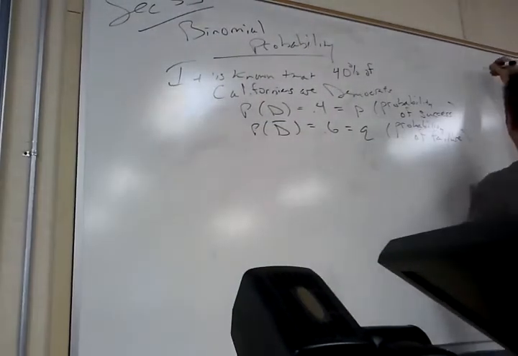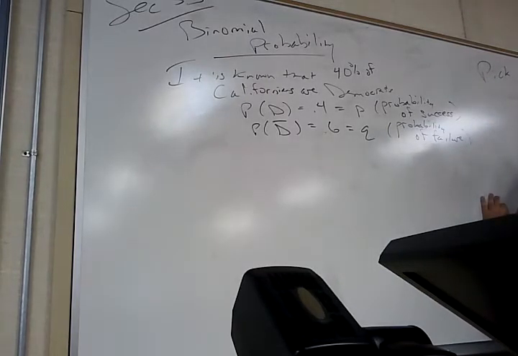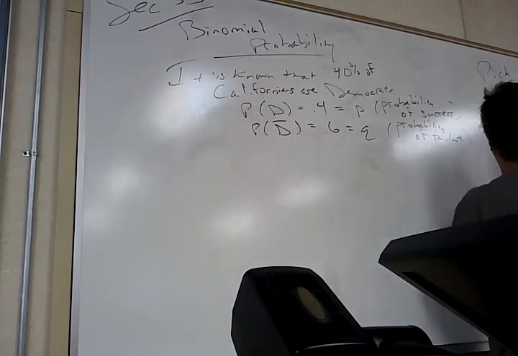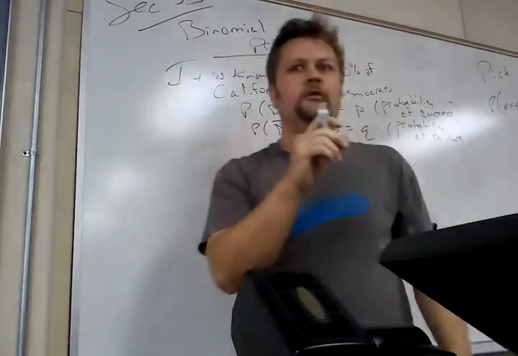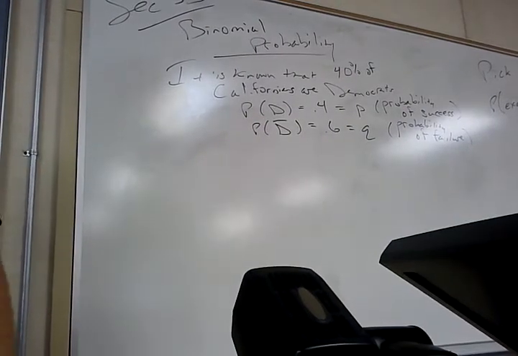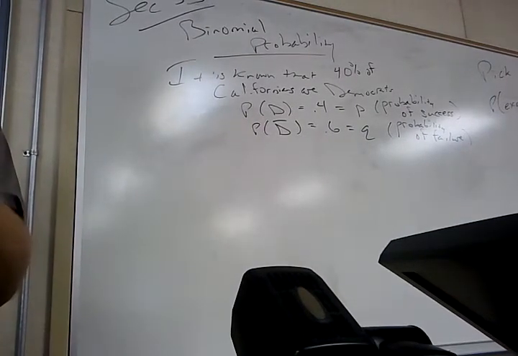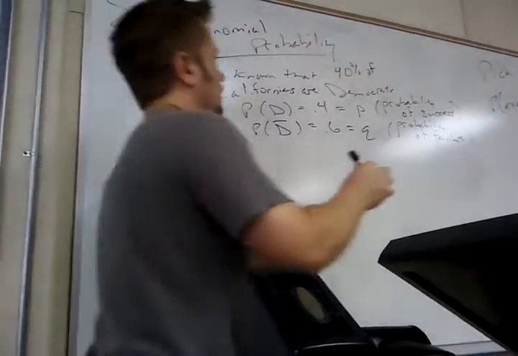So let's say I pick 5 people. What's the probability I get exactly 1 Democrat? Now this is different from the ones I've asked before. If I said the probability the first one's a Democrat and the last 4 were not Democrats, that would be pretty simple, right? In fact, let me put this here.